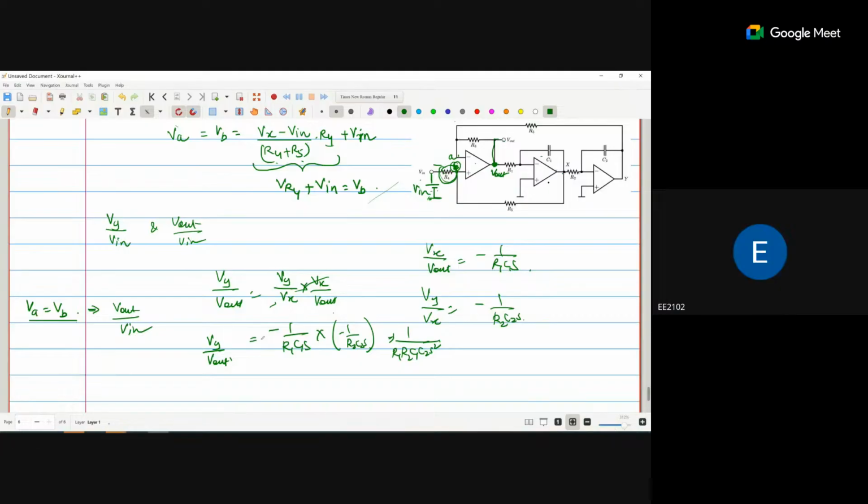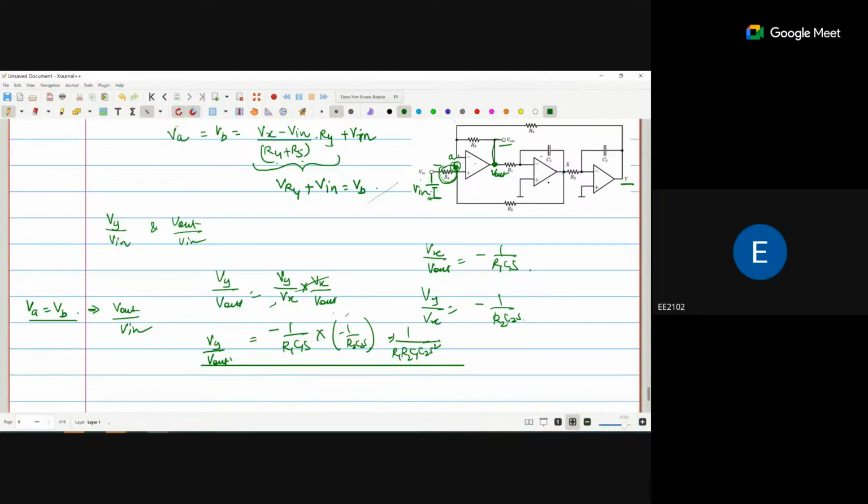Now write the KCL for VA, and just equate VA is equal to VB. In this equation, if you calculate the KCL for VA, you have V out is also there, VY is also there. Now eliminate VY in terms of V out. You got the equation. So only the V out term is there in VA.